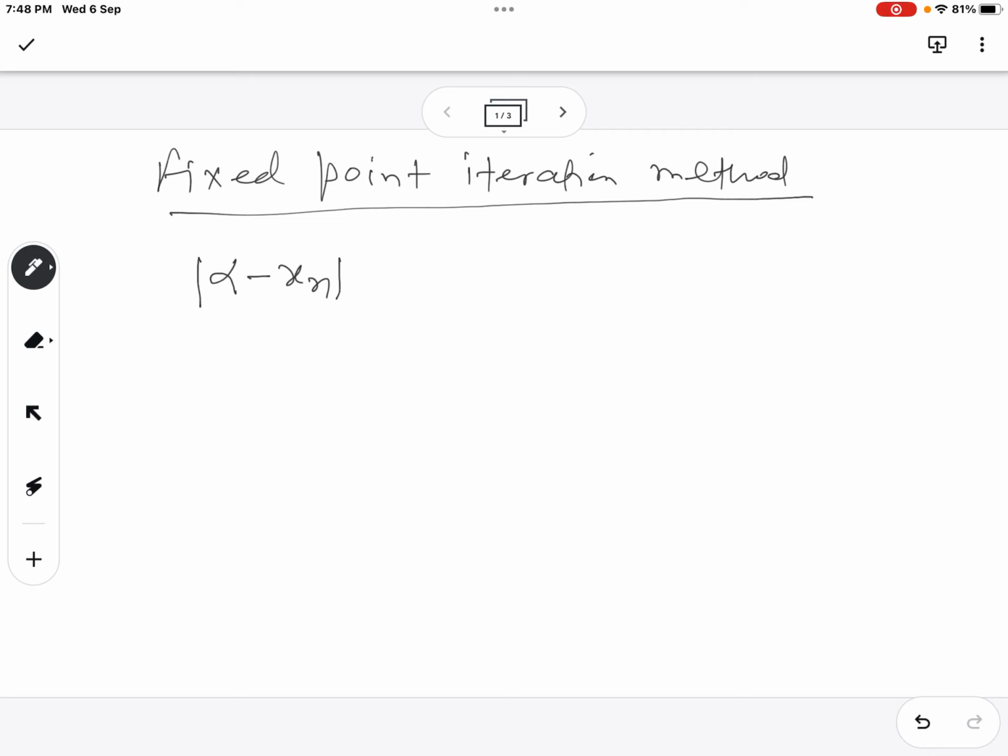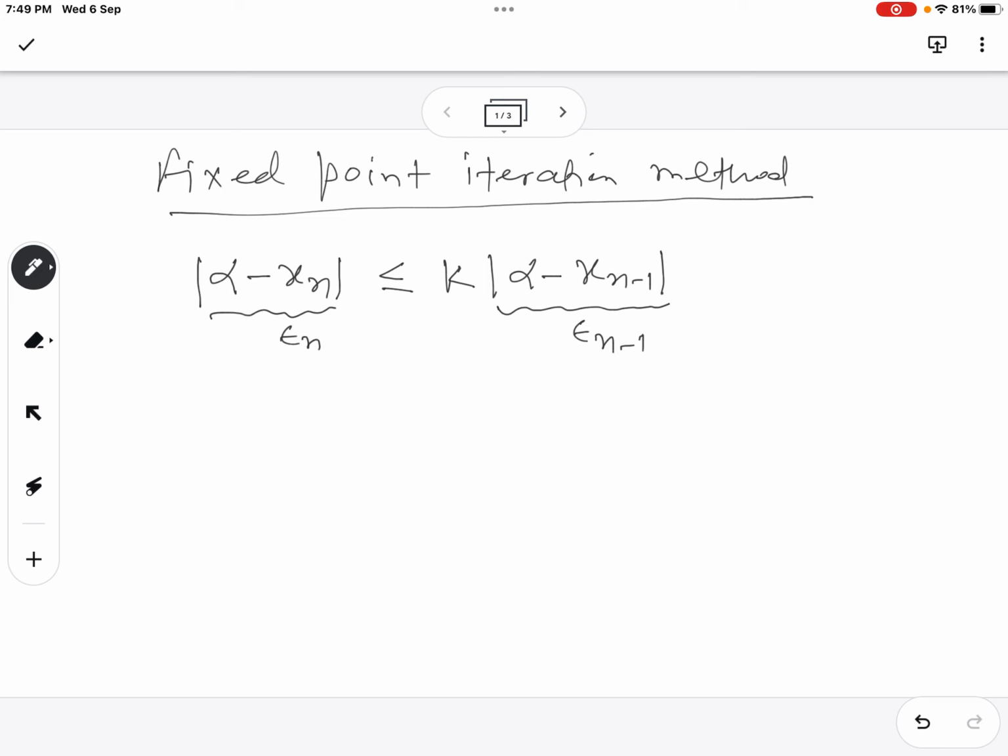difference of the nth approximation and alpha is less than or equal to k times alpha minus x n minus 1, meaning the difference between the root and the n minus 1th approximation. So this represents the error between the root and the nth approximation, and this represents the error between the root and the n minus 1th approximation.